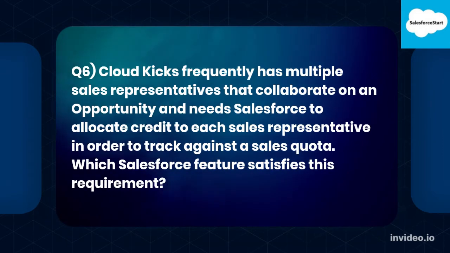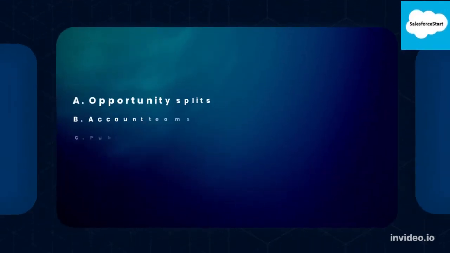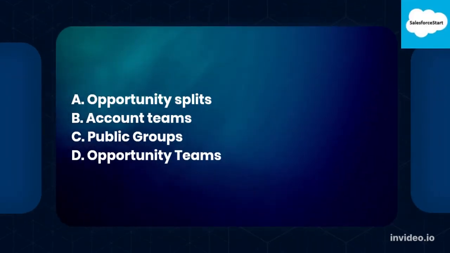Q6. CloudKicks frequently has multiple sales representatives that collaborate on an opportunity and needs Salesforce to allocate credit to each sales representative in order to track against a sales quota. Which Salesforce feature satisfies this requirement? A. Opportunity splits. B. Account teams. C. Public groups. D. Opportunity teams.